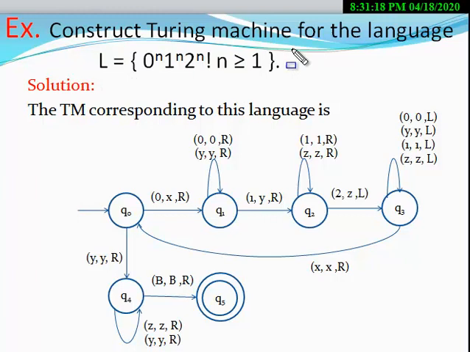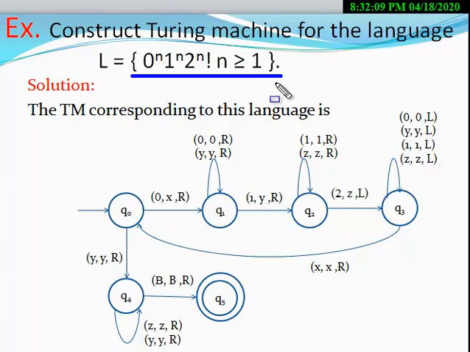The next example is construct a Turing machine for this language. Look at this set. This is the extension of the previous example. In the previous example we constructed the Turing machine corresponding to 0^n 1^n. But here the set is 0^n 1^n 2^n. That is, one additional input symbol appears here, that is 2. Here you have to construct a Turing machine corresponding to this set.